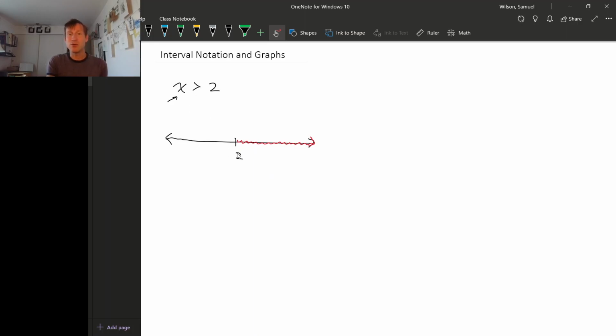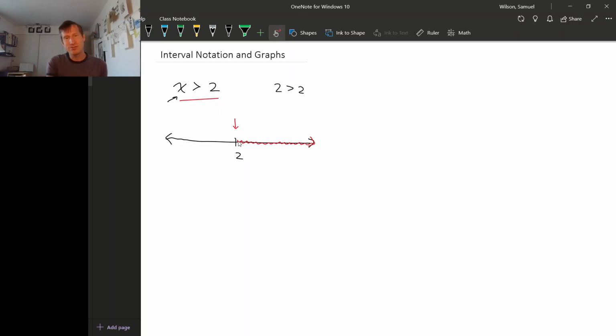Now, one thing that we haven't really indicated so far is whether 2 itself is a solution to this inequality. The graph doesn't tell you clearly whether it is or not. For this inequality, 2 is not a solution, because if you put 2 in for x, you get the statement 2 greater than 2. But 2 is not greater than 2. It's equal to 2. So on the graph, we need some way to clearly indicate that although every number greater than 2 is a solution, 2 itself is not a solution.